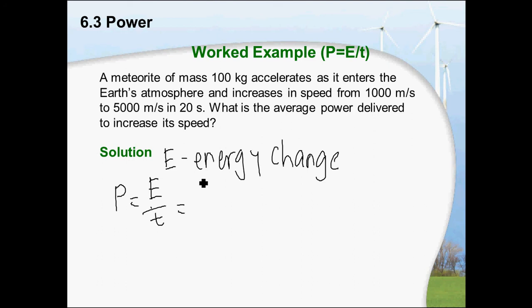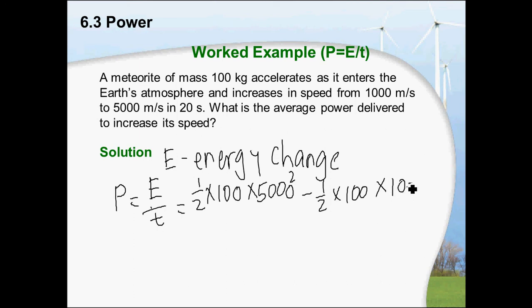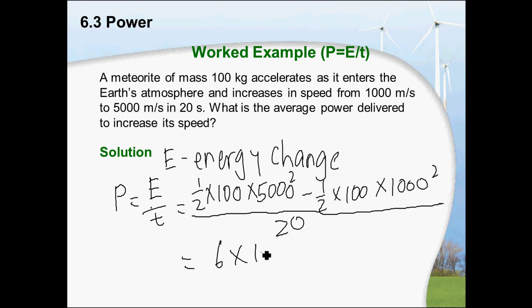Alright, so you'll get half times 100 times 5,000 squared minus half times 100 times 1,000 squared, divide the whole thing by 20. So if you work out the answer, it should be 6 times 10 to the power of 7 watts. Alright, so that is when you apply P equal to E over T.